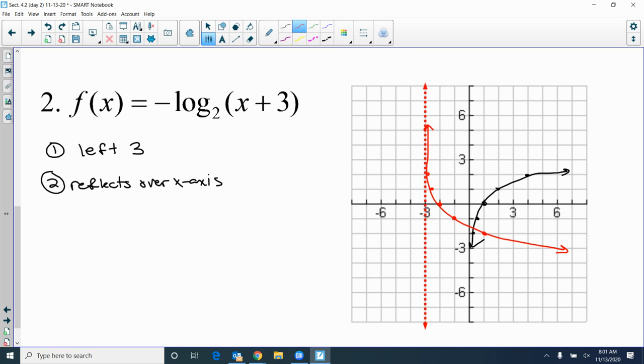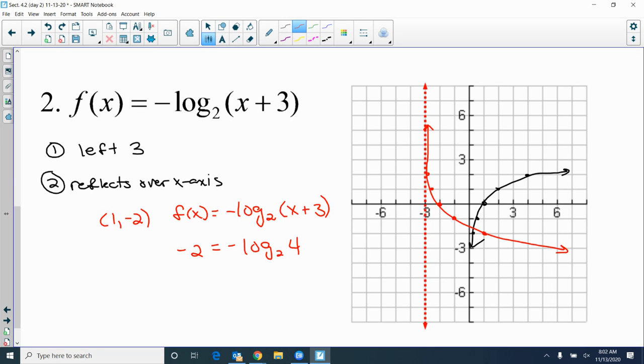So you still want to use the same concept we always have: left 3, reflect over the x-axis. Take your original points and move those. It doesn't hurt to pick a point. What is that point? 1, -2. So for f of x equals negative log base 2 of x plus 3, we're saying x is 1. 1 plus 3 is 4, and then this is going to be -2.